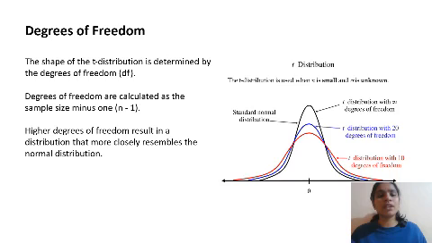Degrees of freedom. The shape of the t-distribution is determined by the degrees of freedom (df). Degrees of freedom are calculated as the sample size minus 1. That means n minus 1. Higher degrees of freedom result in a distribution that more closely resembles the normal distribution.